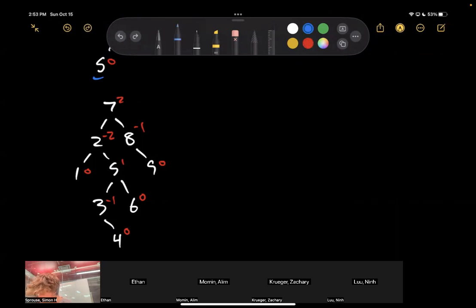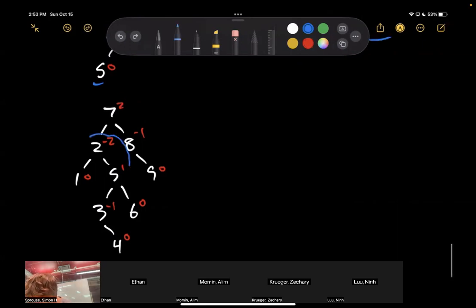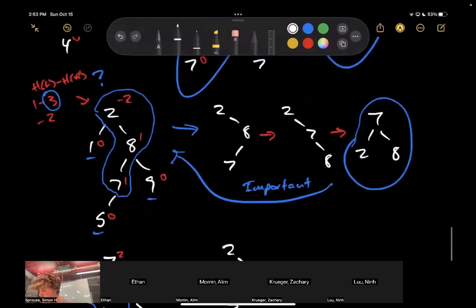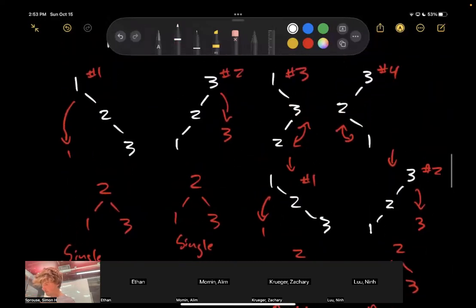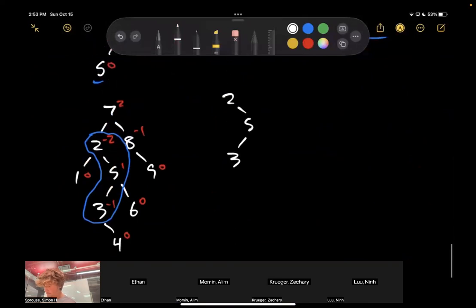So it seems our issue is here. 2, 5, and 3, I think, seems to be our issue. So let's go ahead and draw that out here. So we've got 2, 5, 3. Which case is this? 2, 5, 3, as we can see, this is going to be a double right rotation. So let's go ahead and represent that. So first we're going to swap 5 and 3. So 2.